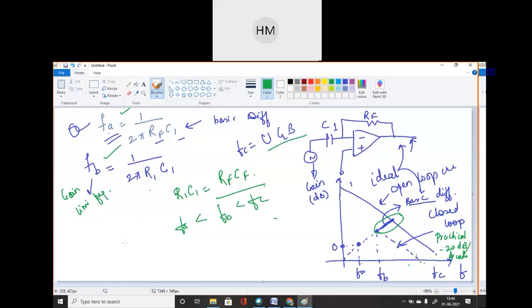The input will be differentiated properly if the time period capital T. This is a very important condition for differentiation of signal. The input signal will be differentiated properly if the time period capital T of the input signal is larger than or equal to RF C1. Larger than or equal to RF C1. This is a very important condition to produce differentiation of the input signal.